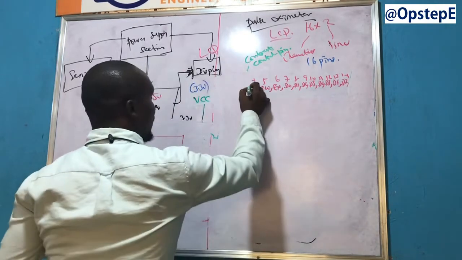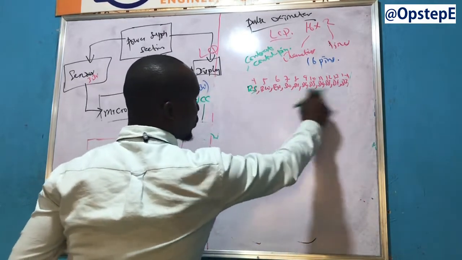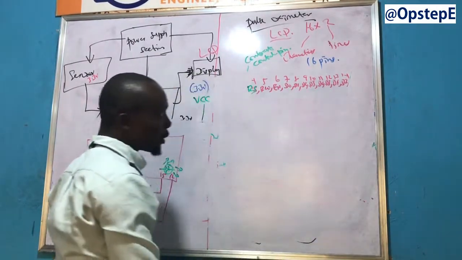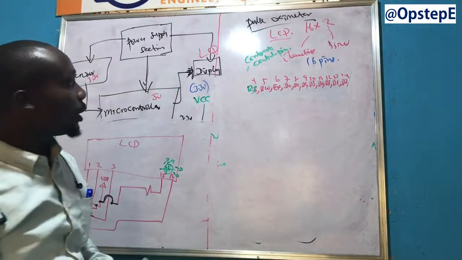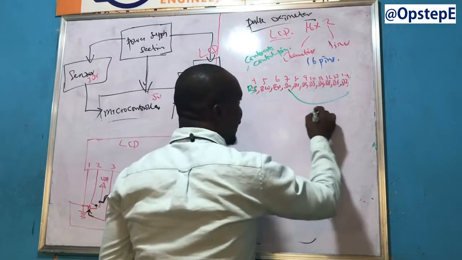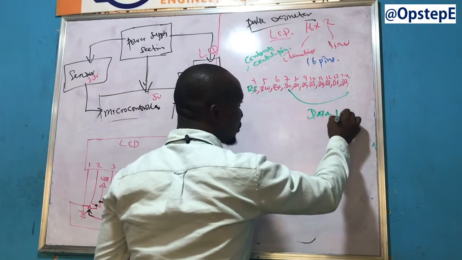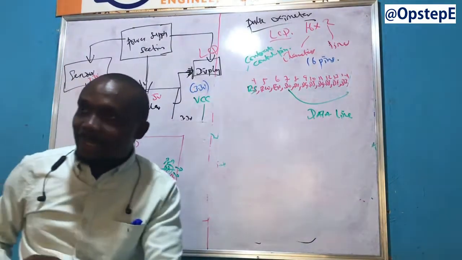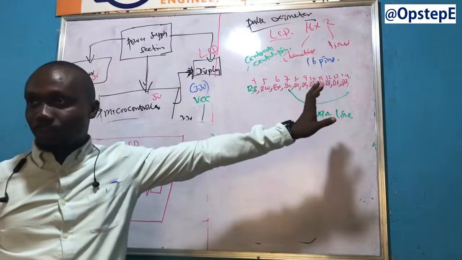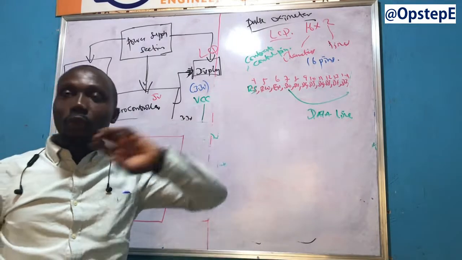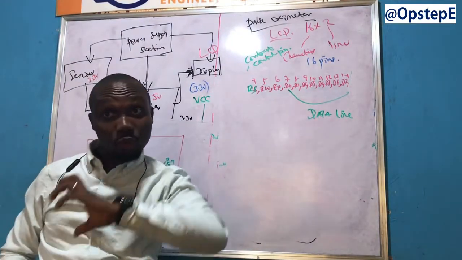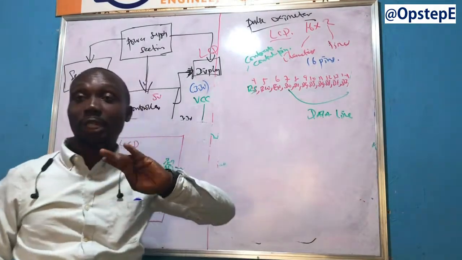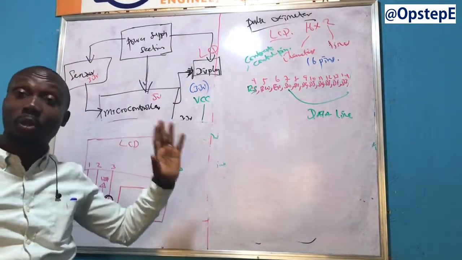So I'm left with my pin 4, which is the RS, RW, and so on. Now, let me talk quickly on the D0 to D7. The D0 to D7 will be your data line, your data bus. So this is where the characters that you intend to display are sent to. Don't forget the characters are coming from where? From your microcontroller. So which means this D0 to D7, which are the 8 pins, have to be connected to 8 pins on the microcontroller.